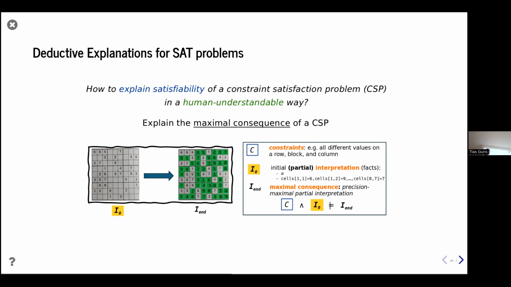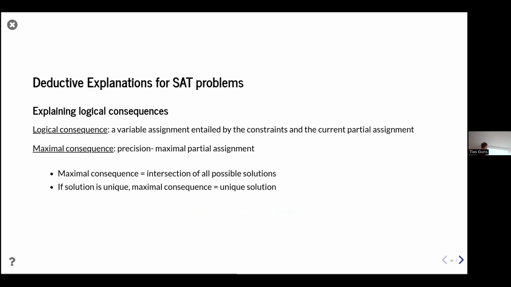Now, in case of Sudoku, the maximal consequence, so what is it that you can derive from all of the givens together? That's actually the full solution, because it's a unique solution. So if a problem has a unique solution, the maximal consequence is that solution. Yeah, so a logical consequence is a variable assignment that is entailed by the constraints, multiple constraints, so not just one propagator, to get back to your question. So multiple constraints and the current partial assignment. The maximal consequence is the precisely maximal partial assignment. So that means that it's the intersection of all possible solutions.